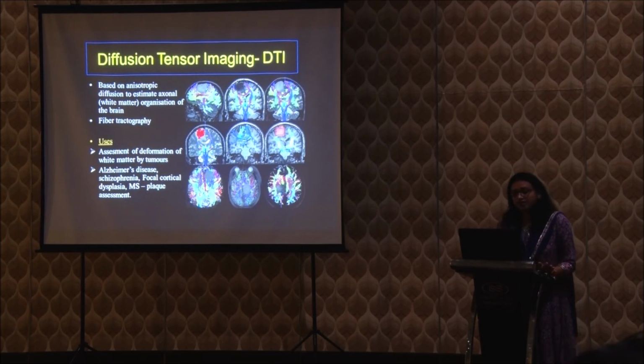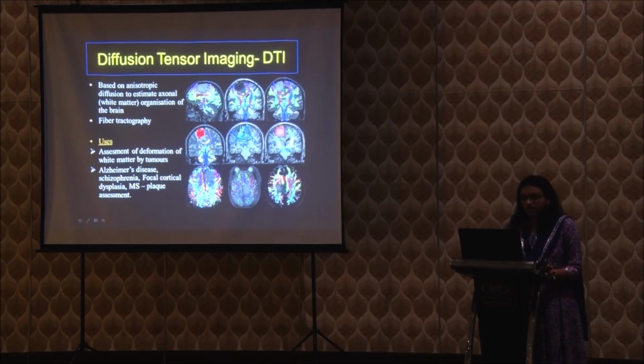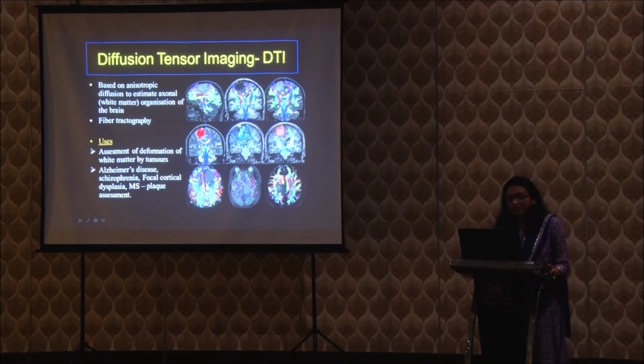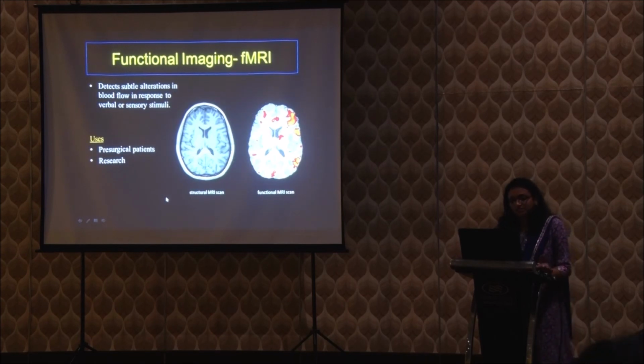And the next sequence is diffusion tensor imaging, which is based on diffusion weighted imaging. It is basically used to delineate white matter tracts surrounding a particular lesion. It helps in pre-surgical planning of various tumors, and it is also under study for Alzheimer's disease and multiple sclerosis. So the last sequence is functional imaging.